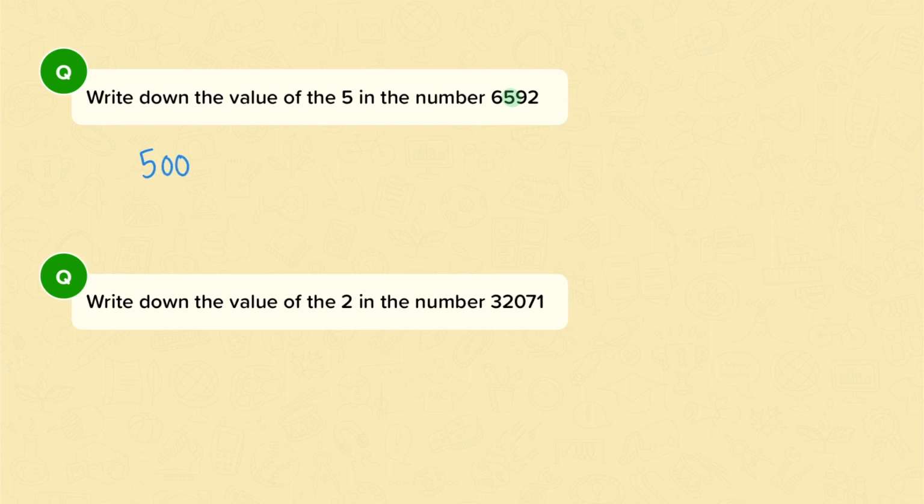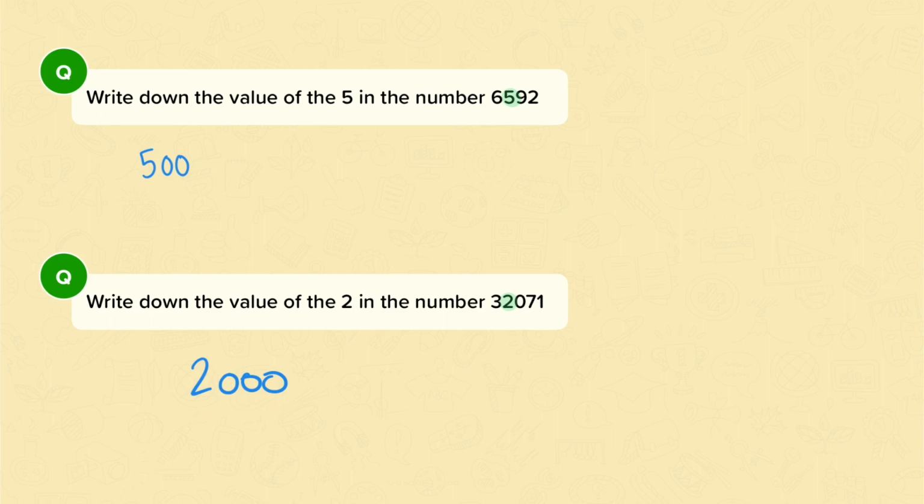I'd like you to try and tell me then the value of the 2 in this number here. I'll highlight the 2 for you. So what column is that 2 in? Pause the video, and when you come back, I'll show you the answer. Hopefully you wrote down 2000.